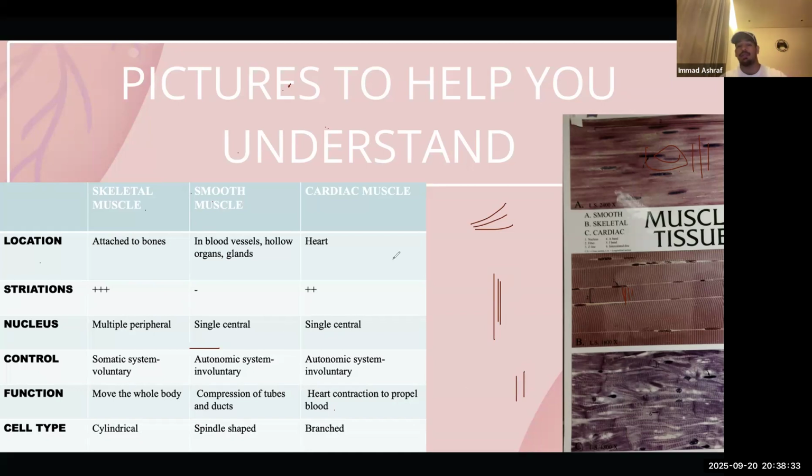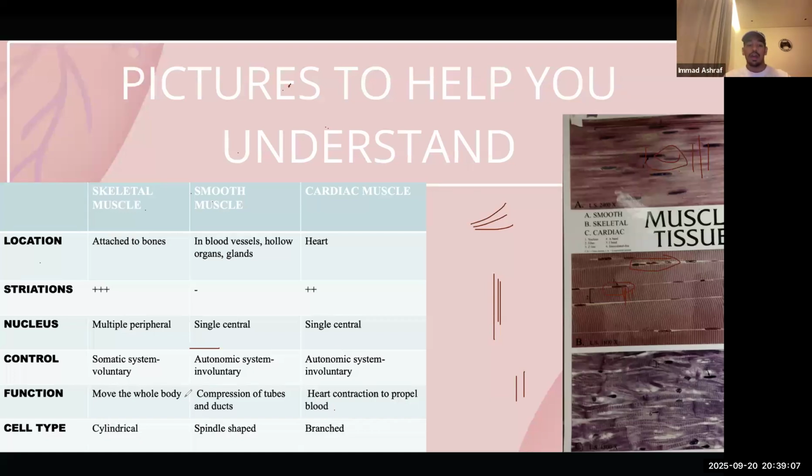The nucleus in a skeletal muscle, there are multiple peripheral nuclei. So you see here, these are multiple nuclei at the same place. In smooth muscle and cardiac muscle, you have a single nucleus and it's at the center. So single central nucleus. The skeletal muscle is controlled somatically, so it's voluntary, which means your brain can give a command to move your muscle. So if I tell my brain I want to move this, it's going to move. The smooth muscles and the cardiac muscles are autonomic, which means they're involuntary. Your brain doesn't directly control them. It's controlled by itself. You don't have to think about it.